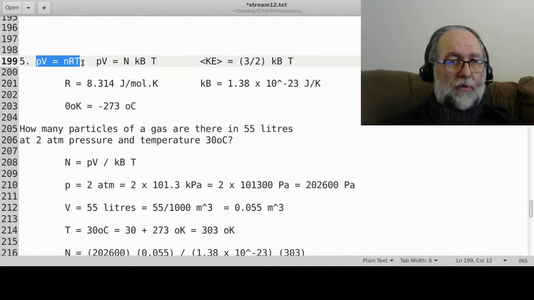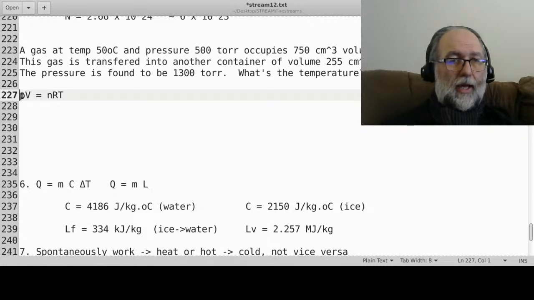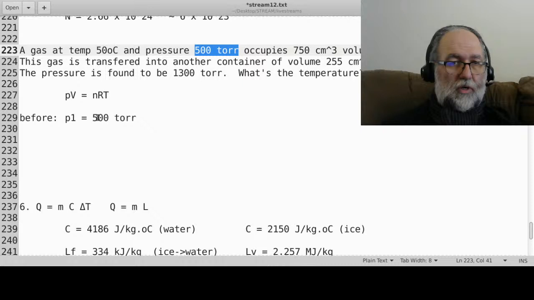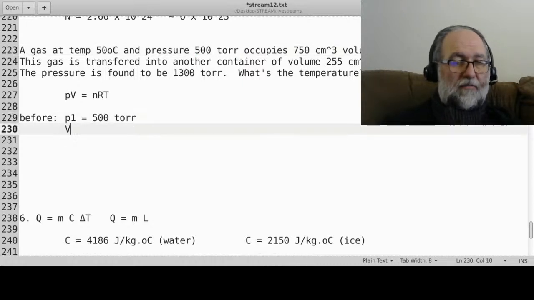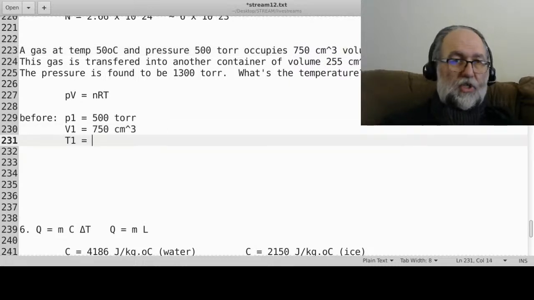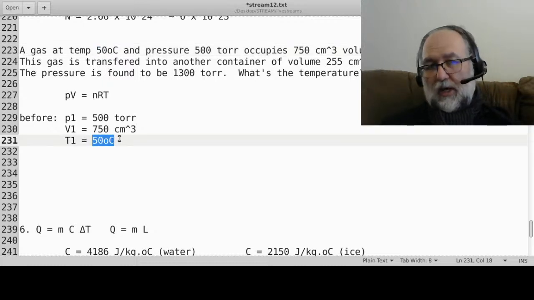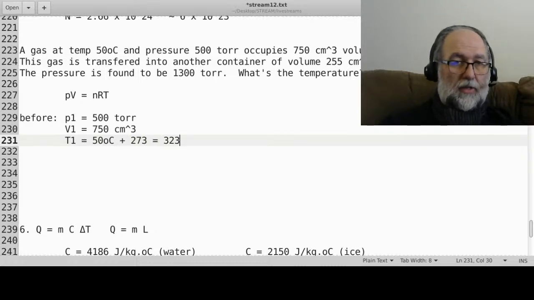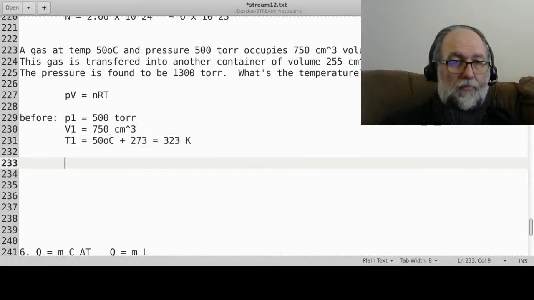Well, let's start with this equation right here. Let's say we have a before situation with a P1, which is the original pressure, 500 torrs, a V1, which is 750 cubic centimeters, and a T1, which is 50 degrees Celsius. This one we absolutely must put into Kelvin. So that's going to be plus 273, and that's going to be 323 degrees Kelvin.